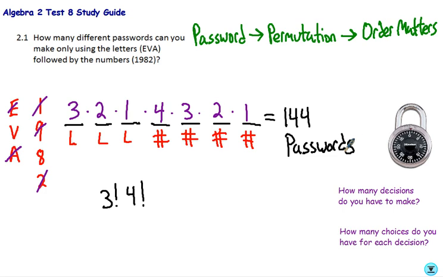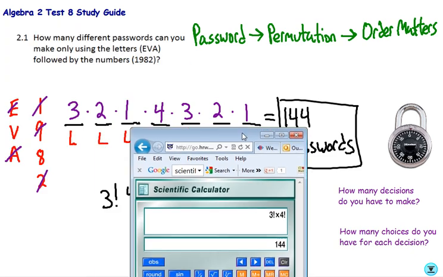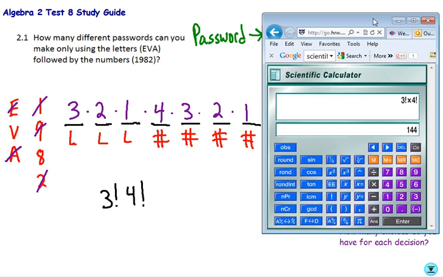Now, if you're not sure yet about what I just did with the factorial, you could just type in the numbers, right? What I did there was 3 times 2 times 1 times 4 times 3 times 2 times 1. And we get the same answer.